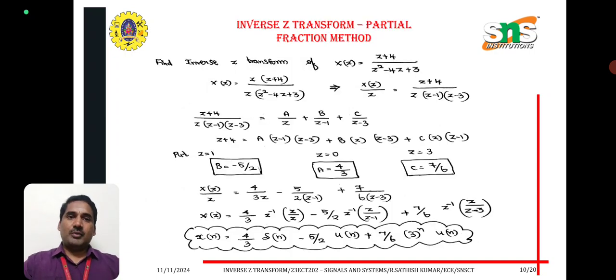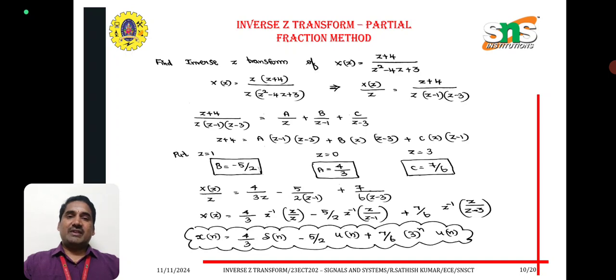Next, we can see the problems. Find the inverse Z transform of (Z plus 4) divided by (Z square minus 4Z plus 3). Now we can multiply and divide by Z, then bring X of Z divided by Z. We can apply the partial fraction method. A value gets 4 by 3, B value minus 5 by 2, C value 7 by 6.